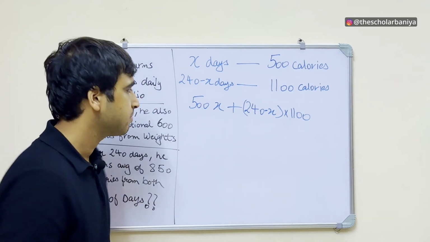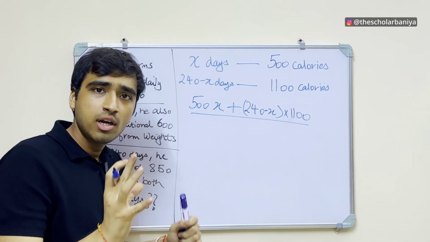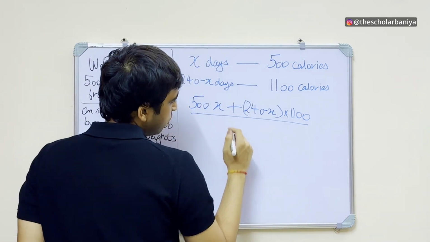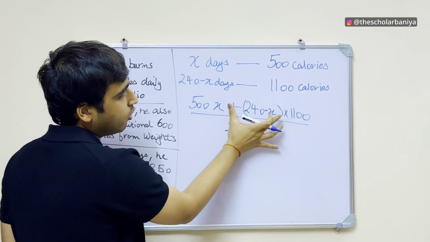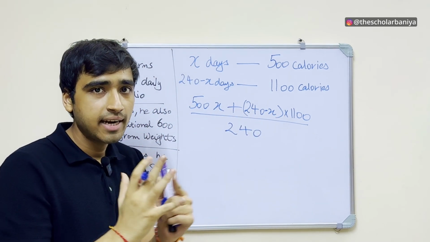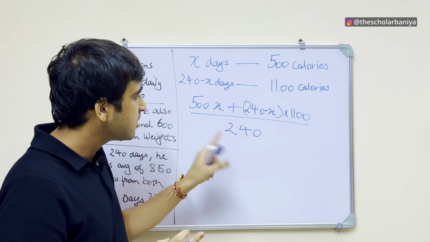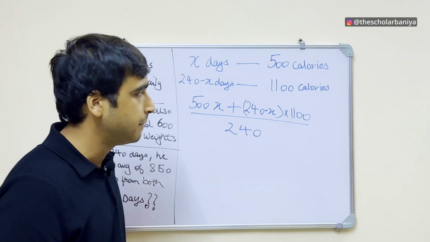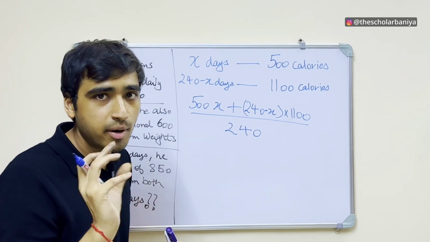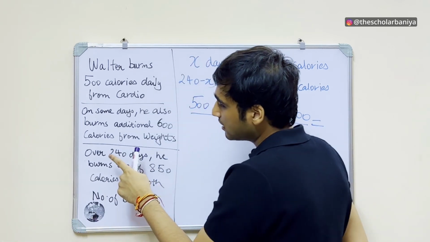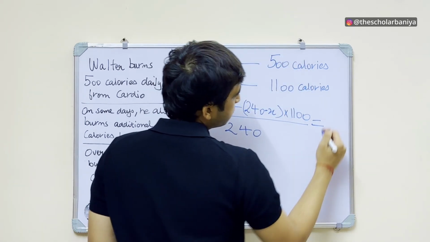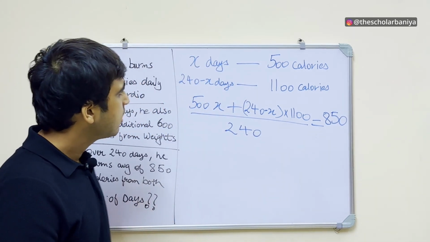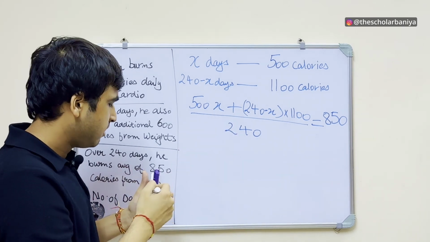I hope this should be pretty chill. Upon what are the total number of days? The total number of days he's burning it is for 240, right? So this will be 240 because on the numerator side the total sum comes, so the total amount of calories he's burning, and on the denominator side the total number of days comes, that is 240. So this will give us the average calories he's burning, right? So what is the average? The average is given out to be 850. So now you can simply solve this question and I think you'll be able to find the answer.